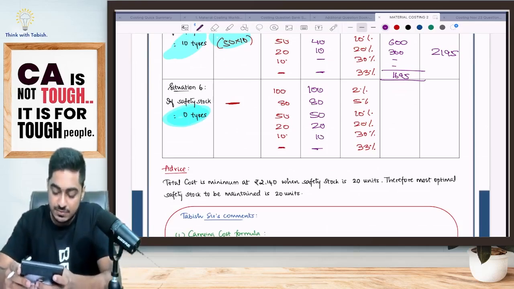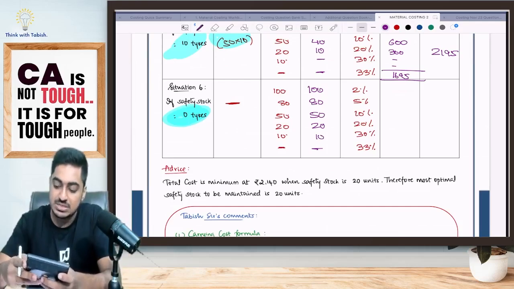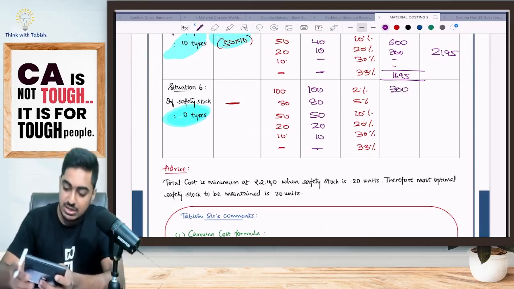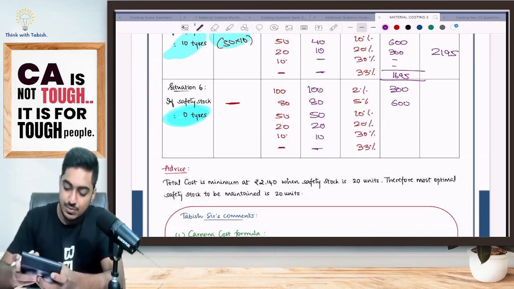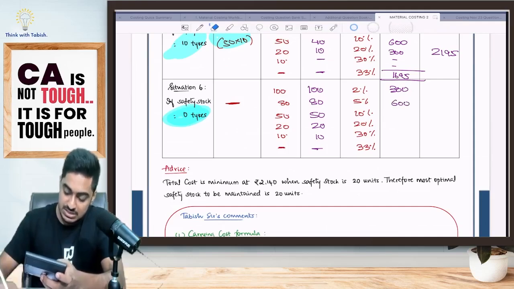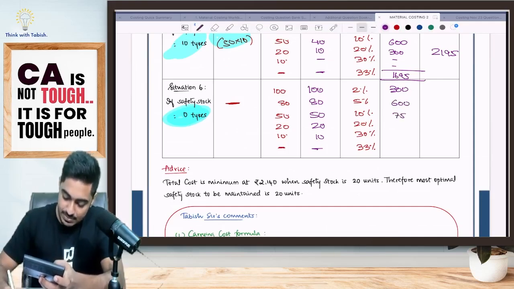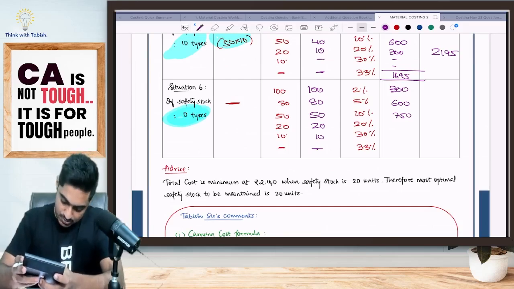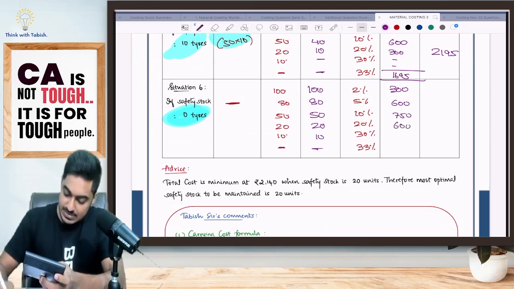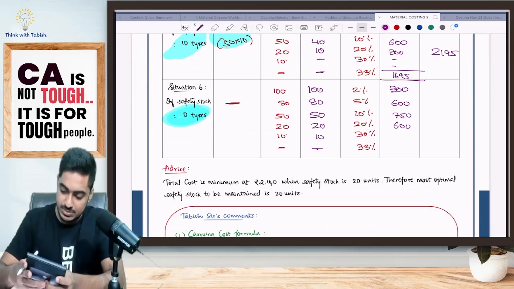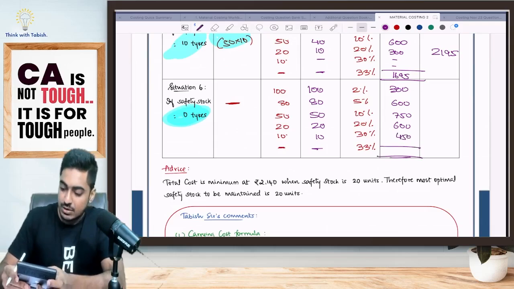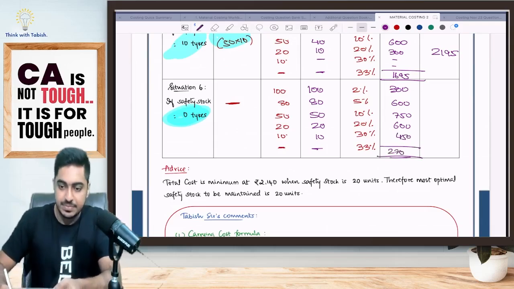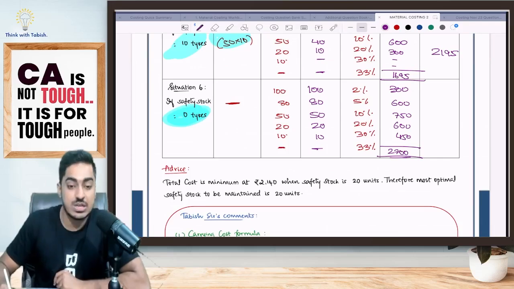For 1 unit, I will lose 150. Like that, if I lose 100 units into 2%, 300. Yes, 150 into 80 into 5%, 600. 150 into 50 into 10%, 750. Next 150 into 20 into 20%, is it 600? 150 into 10 into 30%, 450. If it doesn't come, no tension. If I add all of this, is it 2700? Yes or no, everyone? 2700 is my stock out cost.